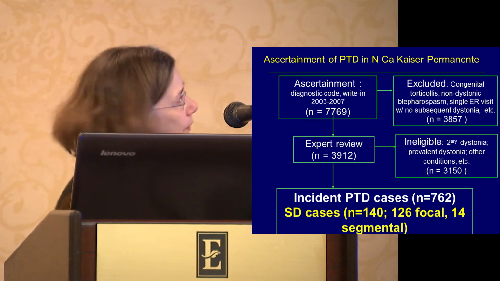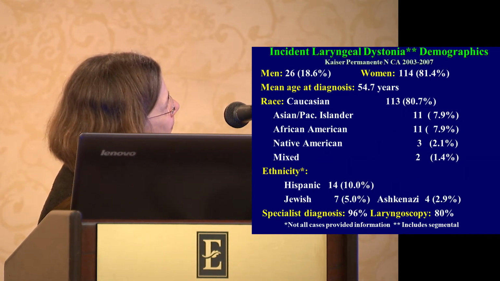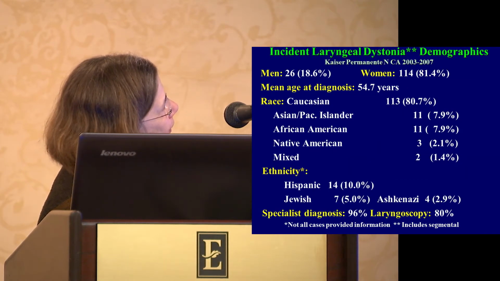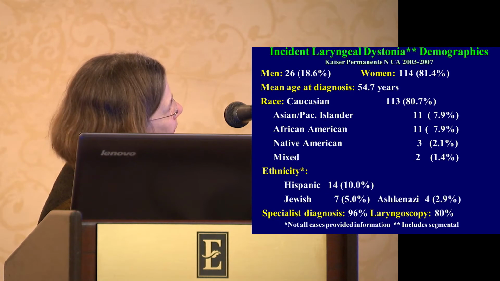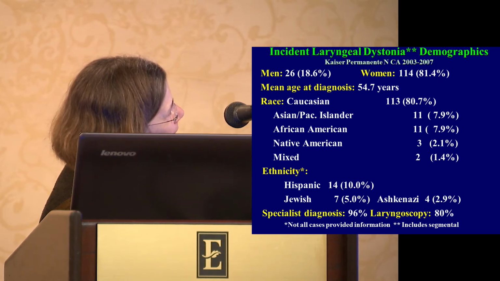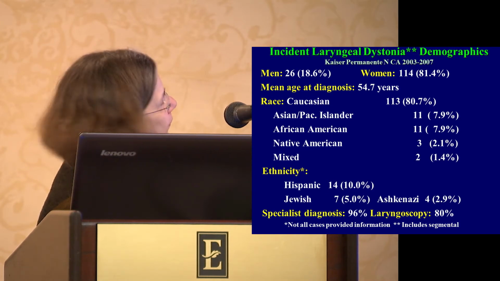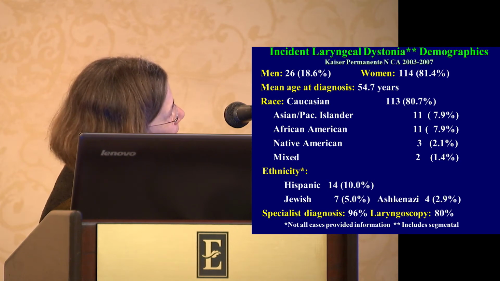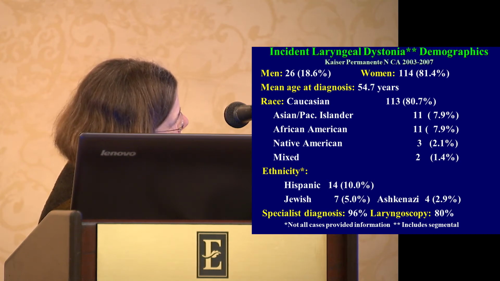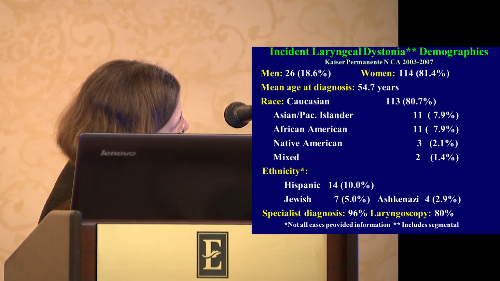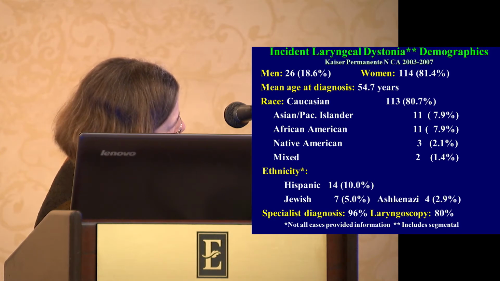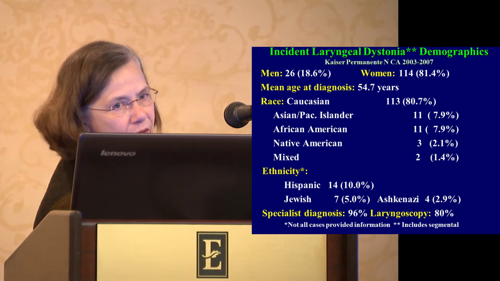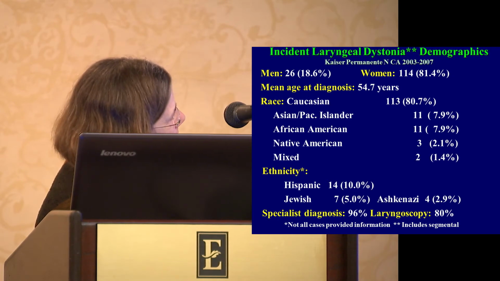So where this left us in terms of description, we had about 81% women, about 19% men. Average age at diagnosis was about 55. 80% were Caucasian, a similar number Asian and African American, 2% Native American, 1%. So this is just describing the numbers. We'll look at how that relates to the population in a minute.